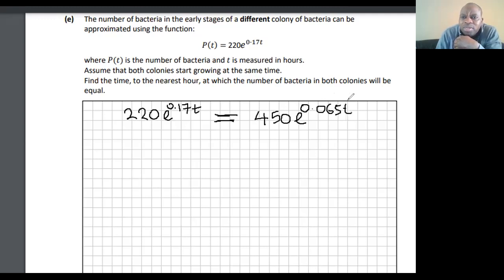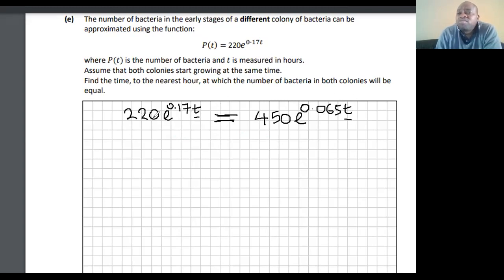The time at which the two growths will be the same, when this bacteria will be 200 here, and this one too will also be 200. At what time? That is what they are saying. But now this is the T we are finding. This T and this T.